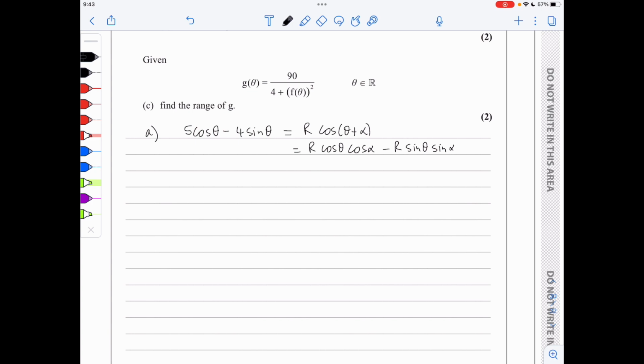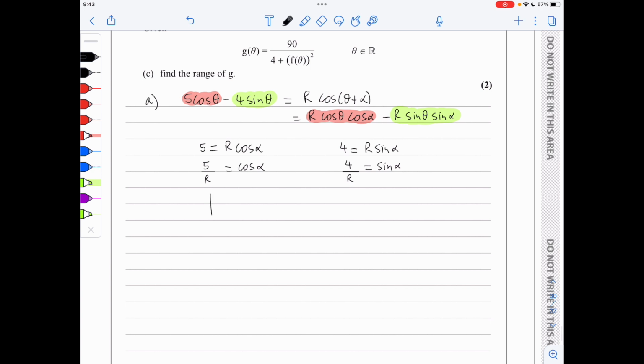Now we'll be comparing the cos theta terms. So 5 cos theta will be equated to r cos theta cos alpha, and then the 4 sin theta with the r sin theta sin alpha. Notice that the negative sign is common and cancels out. So we can conclude that 5 is r cos alpha and 4 is r sin alpha. So 5 over r is cos alpha and 4 over r is sin alpha.